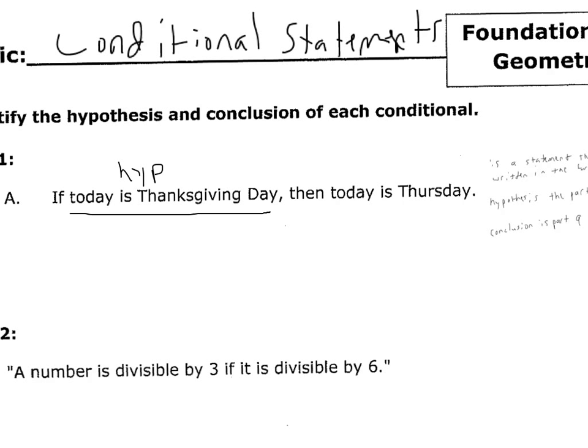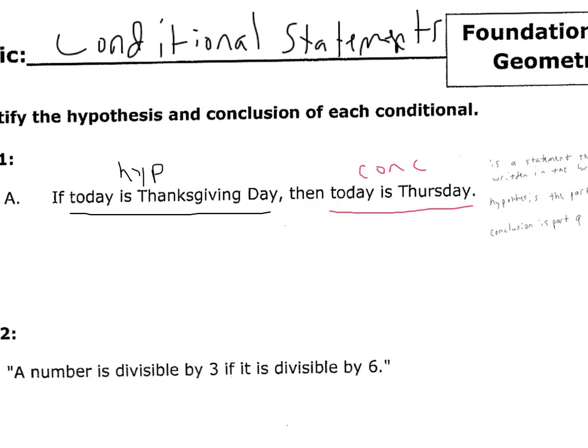And then you want to find your conclusion. Your conclusion is the words that are after then. Let's mark this in red. The words after then, today is Thursday. So that would be your conclusion. So your statement: if today is Thanksgiving Day, then today is Thursday. Your hypothesis, the words after if, is today is Thanksgiving Day. And your conclusion, the words after the word then, is today is Thursday.